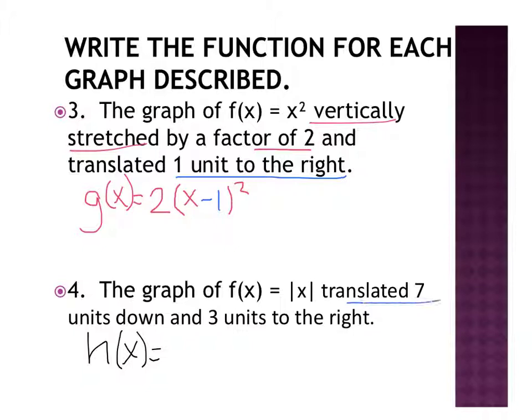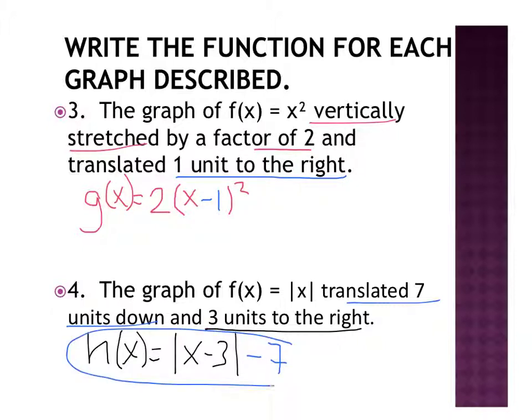Well, here translated 7 units down, and here we have 3 units to the right. Okay. Well, if it's 3 units to the right, that goes on the inside. I'm going to be subtracting 3. And it's 7 units down, I'm going to be subtracting 7 on the outside. And there's my new function.